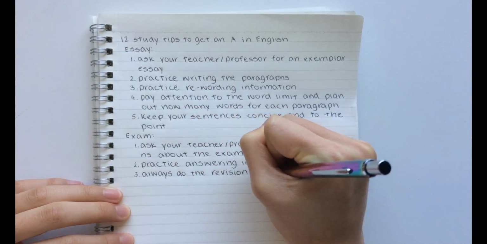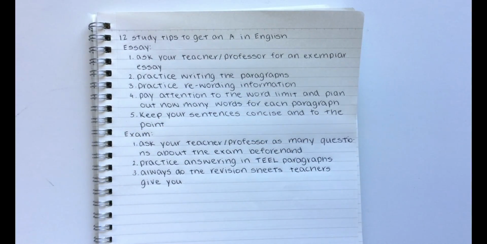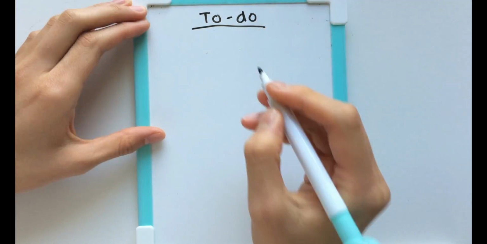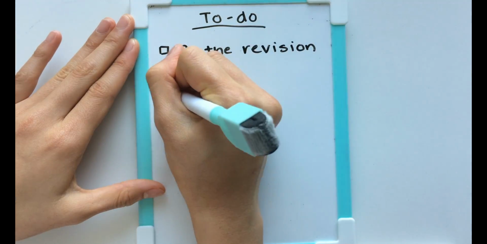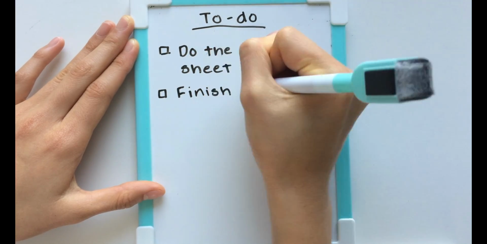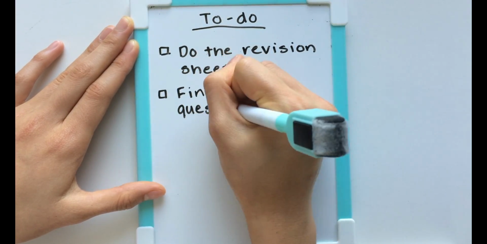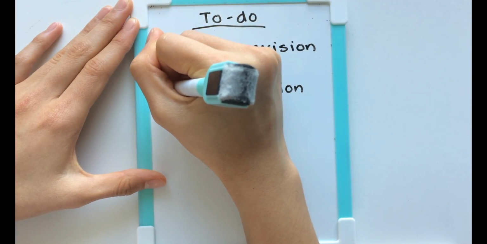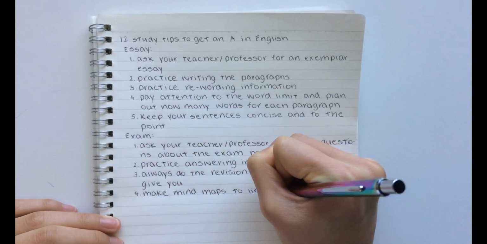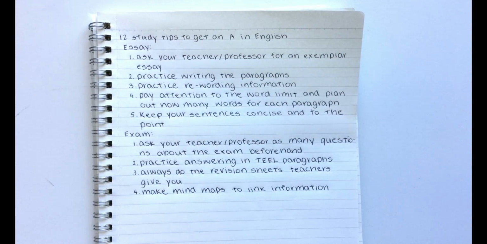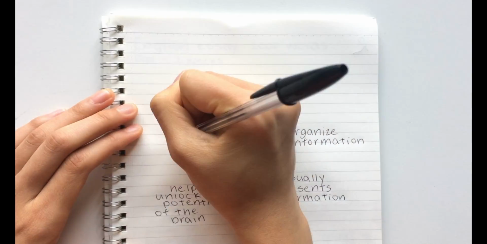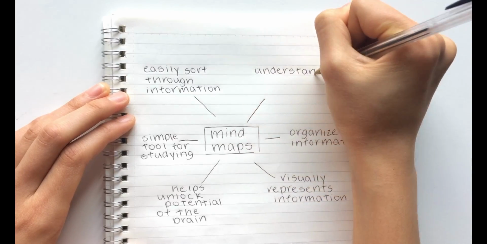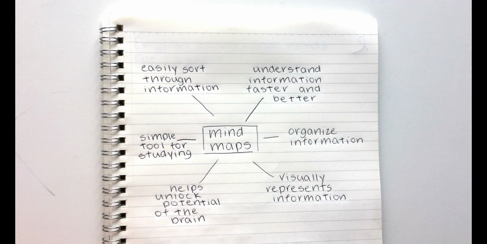The third tip is to always do the revision sheets teachers give you. If your teacher or professor gives you revision sheets or revision questions, it is super important to do them. From personal experience, I can tell you that these revision sheets are kind of like an inside peek into the actual exam. The fourth tip is to make mind maps to link information. Doing this before the exam or even during the exam is super beneficial if you find any questions to do with compare and contrast or inferring.